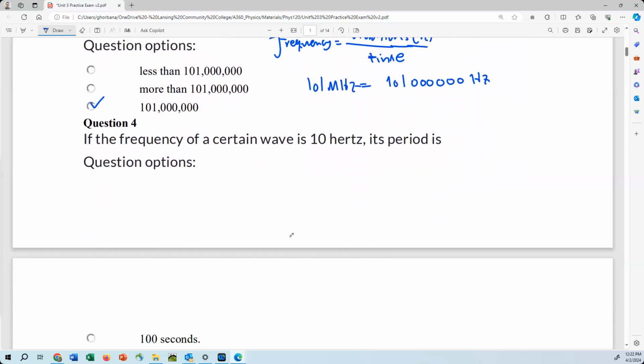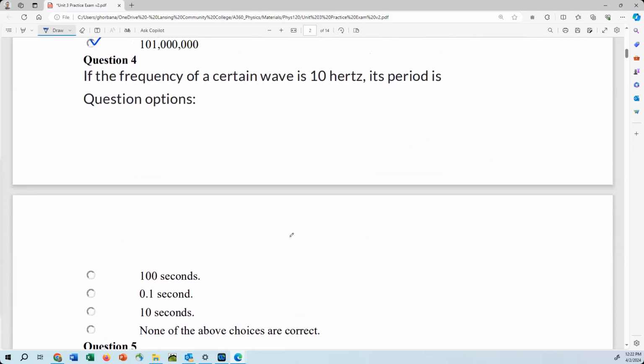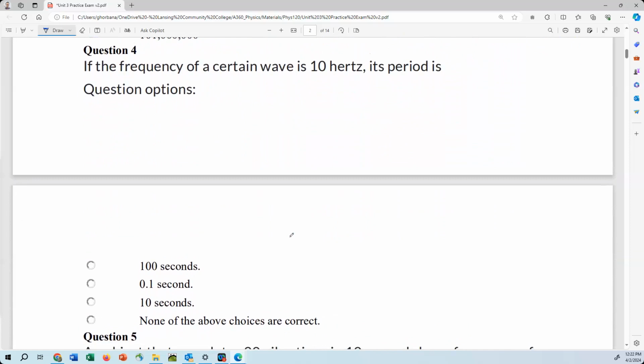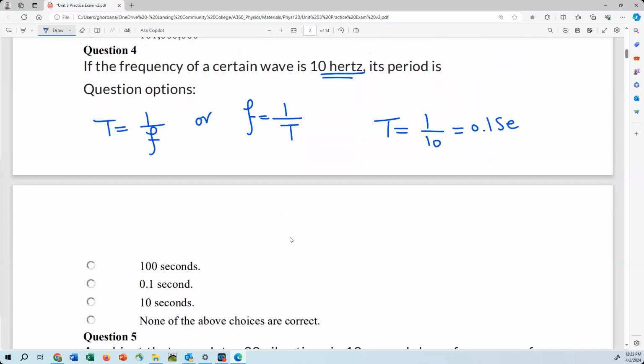Question number 4 says if the frequency of a certain wave is 10 hertz, what is its period? The period is 1 over frequency, or we can say frequency is 1 over period. Because we already have the frequency, which is 10 hertz, to calculate the period we just write T equals 1 over 10 hertz, which is 0.1 second. So the right answer for question number 4 is 0.1 second.